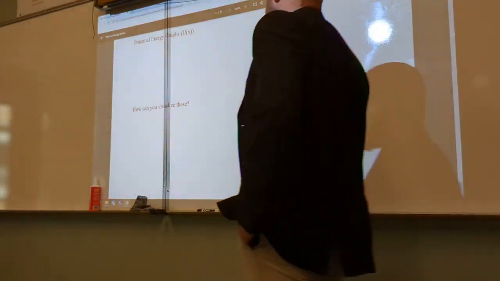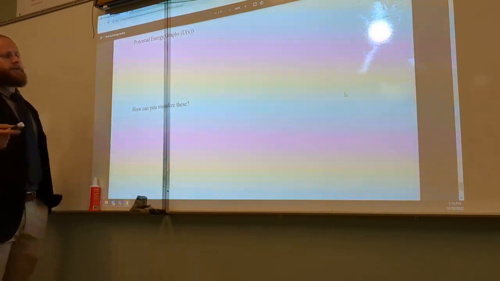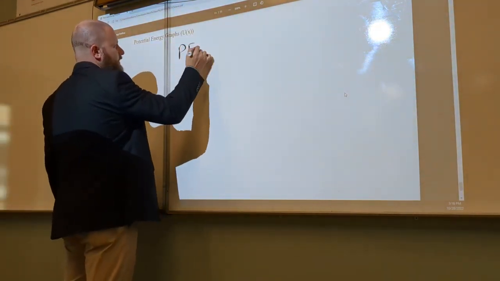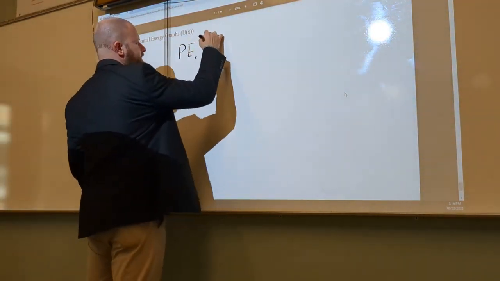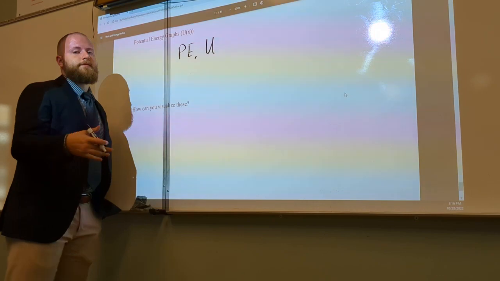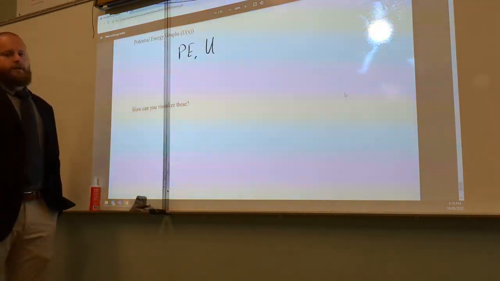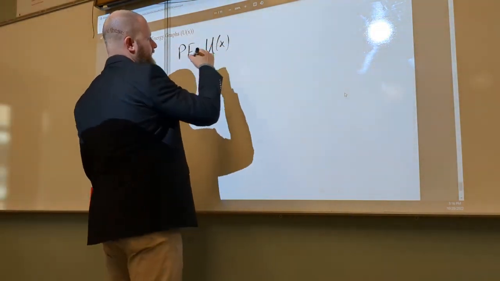Hello. So this is part I, where we're going to talk about potential energy graphs. Now, normally we say PE for potential energy, but you'll also see a capital U to represent potential energy. That's a really common way that you'll see it, and normally it is a function of x.